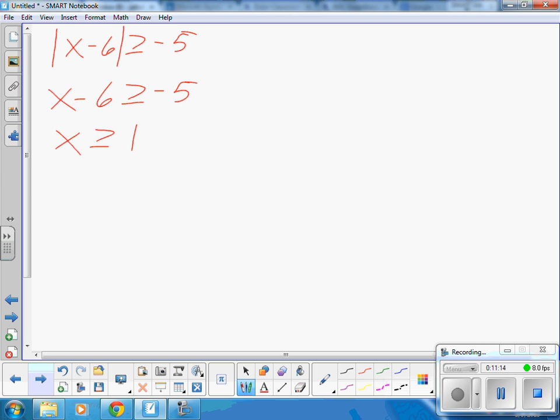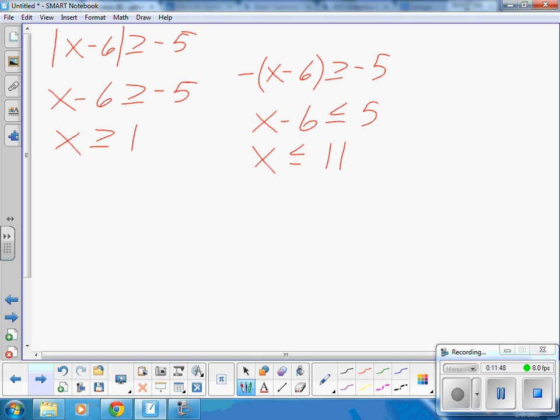Case 2. Remember, when the solution inside the absolute value is negative, so that'll be x minus 6 is greater than or equal to a negative 5. When I multiply both sides by a negative, I get x minus 6 is less than or equal to 5. Add 6 to both sides. X is less than or equal to 11 when I add 6 to both sides.